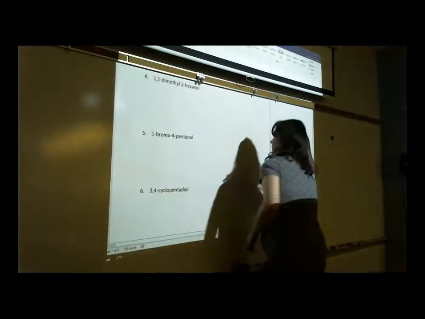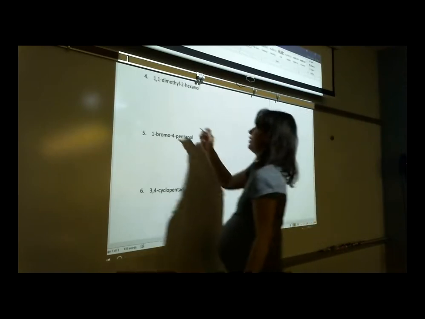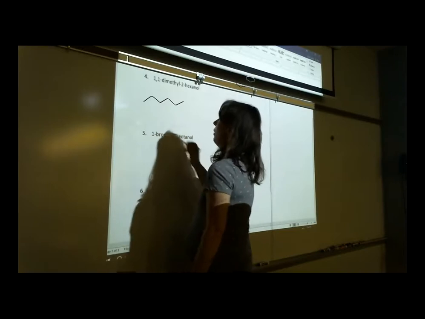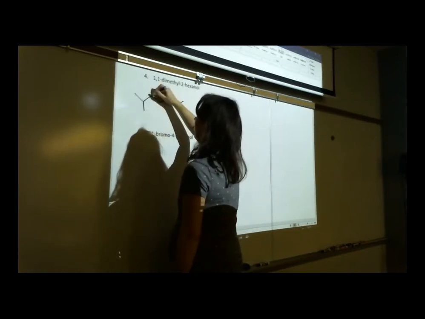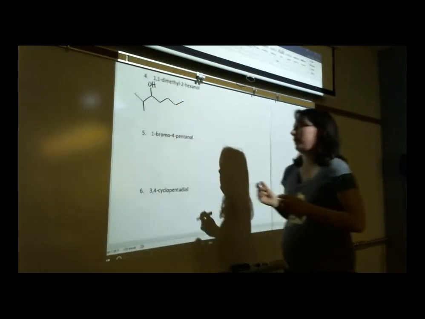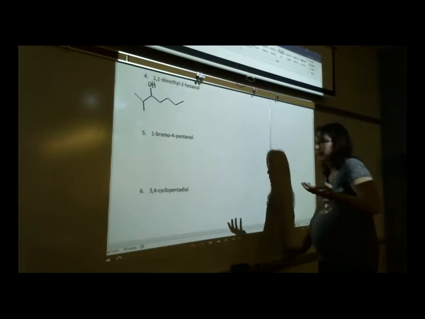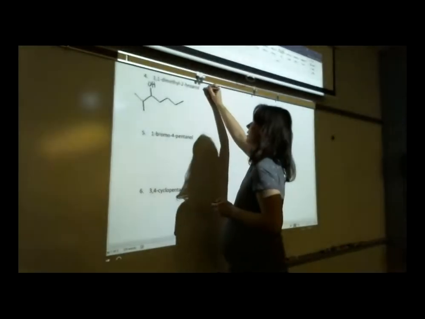All right. Hex is 6. 1, 2, 3, 4, 5, 6. 1,1-dimethyl, 2-hexanol. Well, I see an immediate error. What's that? Right, you can't have a methyl group on carbon 1, right? Incorrect.